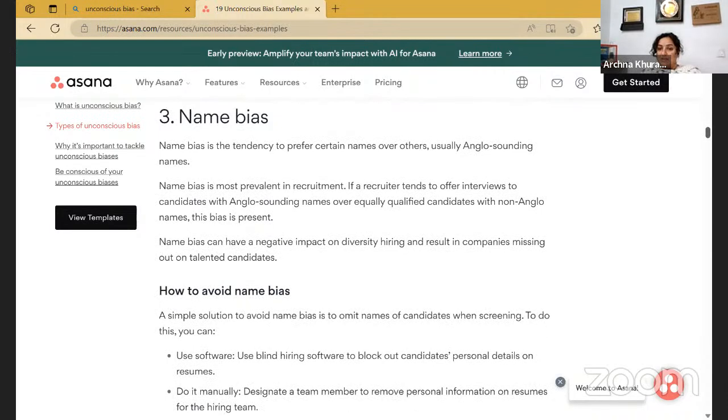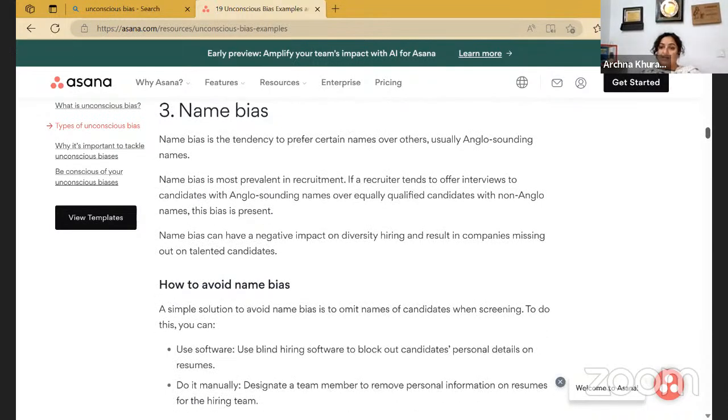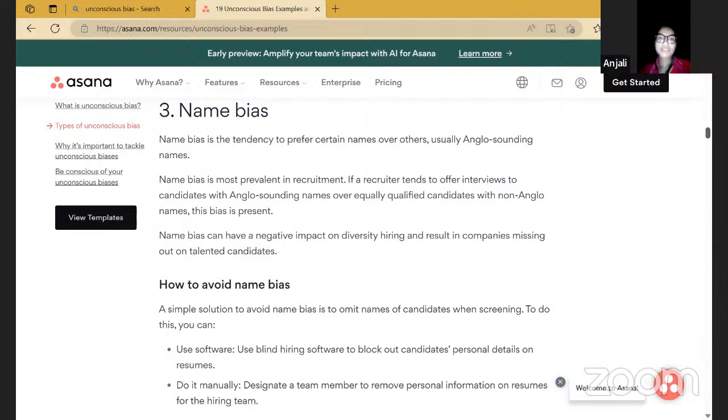Third आता है name bias. Name bias कैसे आएगा? What is your idea about name bias? Have you done that ever? Ma'am, I haven't done this ever, but people actually do it with the surname, because people want to know the surname, and on that basis and on the basis of the first name, actually also people do this biasness.